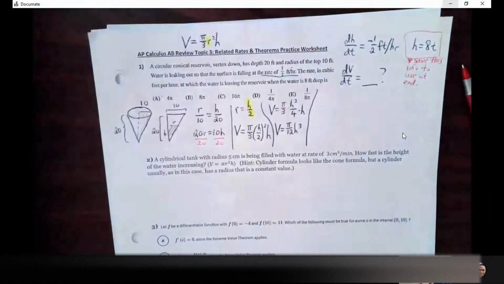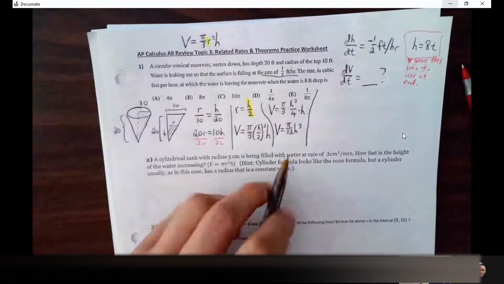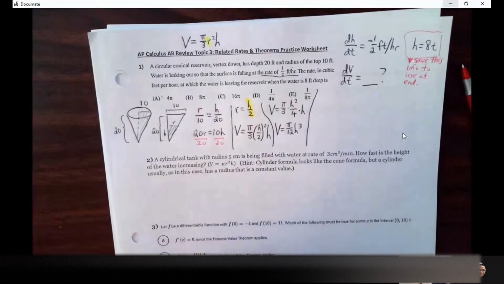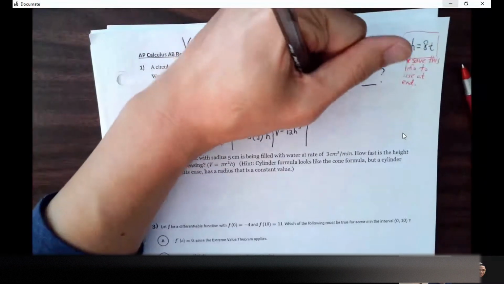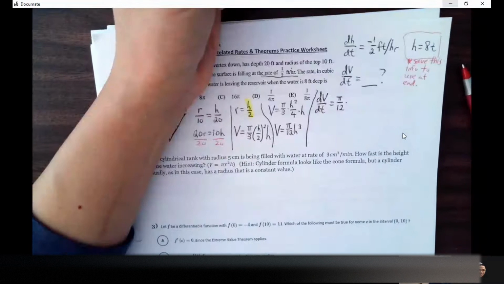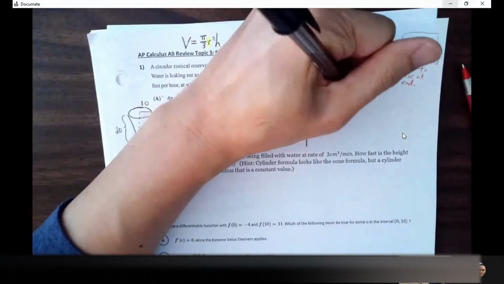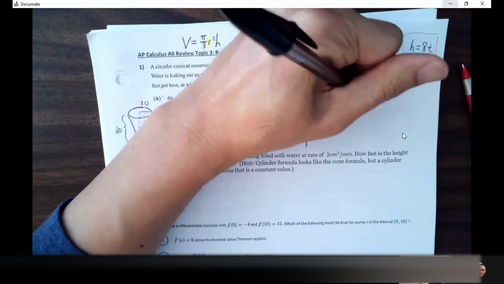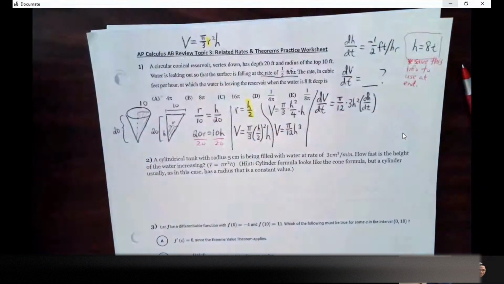So now I'm ready to find my derivative. V becomes dV/dt, H becomes dH/dt. Pi over 12 is a coefficient, that's just not going to go anywhere. H cubed becomes 3H squared, and then we need to attach a dH/dt because we're taking H's derivative.